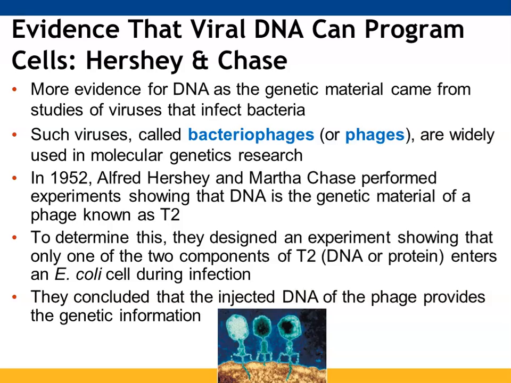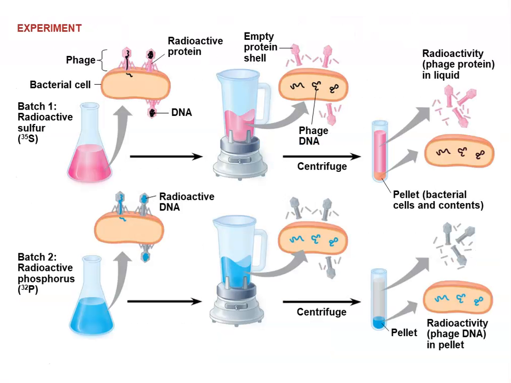They did some experiments to determine that DNA was the genetic material of T2. Viruses have both a nucleic acid and a protein, and so they determined which of those components was entering the E. coli cell, and they determined it was the DNA inside of it as opposed to the protein that was entering and therefore passing on that genetic information. And they did this with a couple of radioactive isotopes. So we've got radioactive sulfur, which is going to cause the protein to become radioactive.